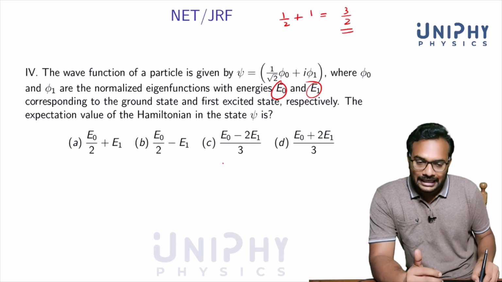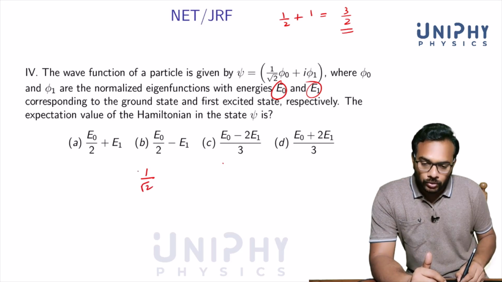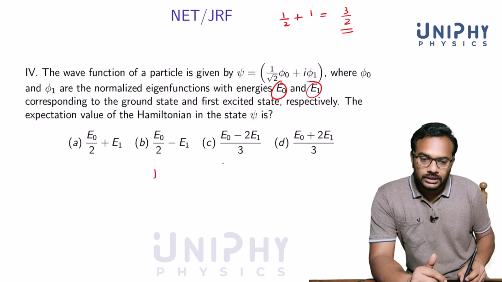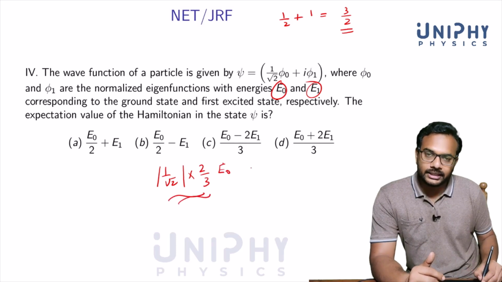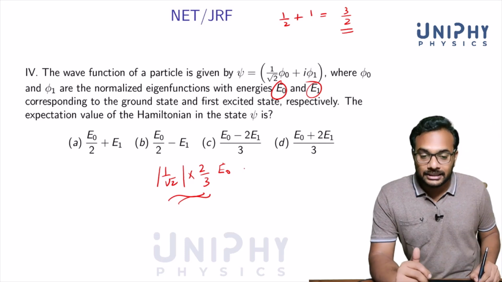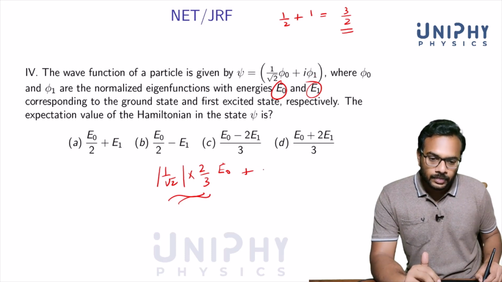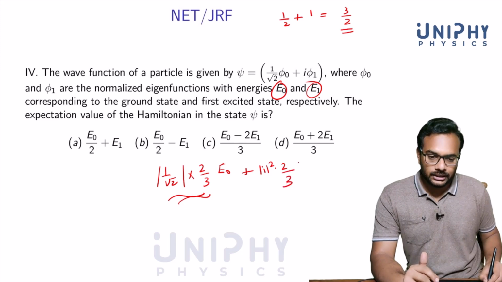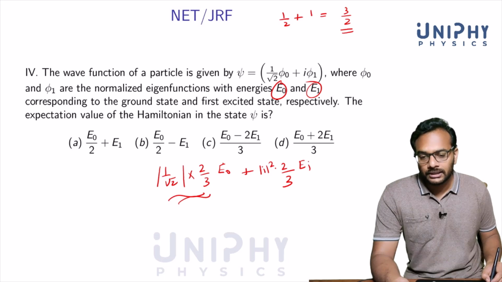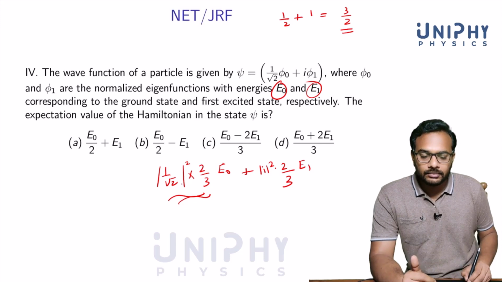The probability of finding energy E0 is modulus square of 1 by root 2, multiplied by this 2 by 3, times E0. This is the probability for measuring energy value E0, and the probability for measuring energy value E1 is modulus of i square multiplied by 2 by 3, multiplied by E1. So this is the expectation value of the Hamiltonian. We can just simplify this. There's a square here, because only then it becomes a probability.